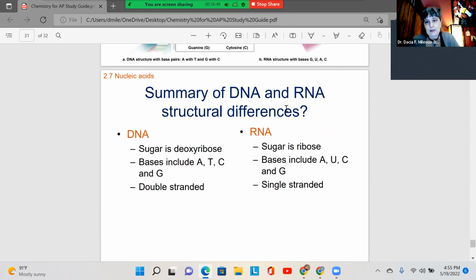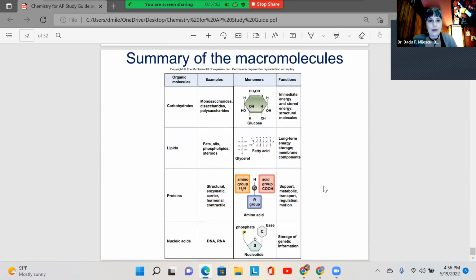So what's the difference between DNA and RNA? In DNA, the sugar is deoxyribose. In RNA, the sugar is ribose. DNA has adenine, thymine, cytosine, guanine. RNA has adenine, uracil replacing thymine, and it has cytosine and guanine. DNA will always be double-stranded. RNA is always single-stranded.